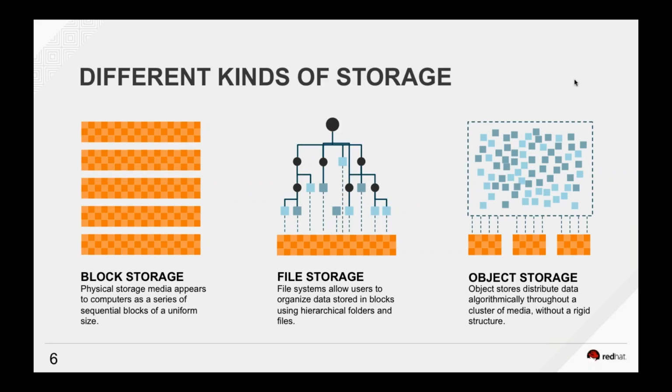The new, emerging storage is the object store, where the objects are distributed algorithmically throughout a cluster of media without a rigid structure. So what an object has is its own object ID, it has metadata, and it has the data in it. And the metadata has details like what kind of data it has, what kind of permission it has, and how the data is distributed across the nodes. So if you see it diagrammatically also, it's not a very rigid structure, and the metadata can help you pull out the specific data which is distributed.